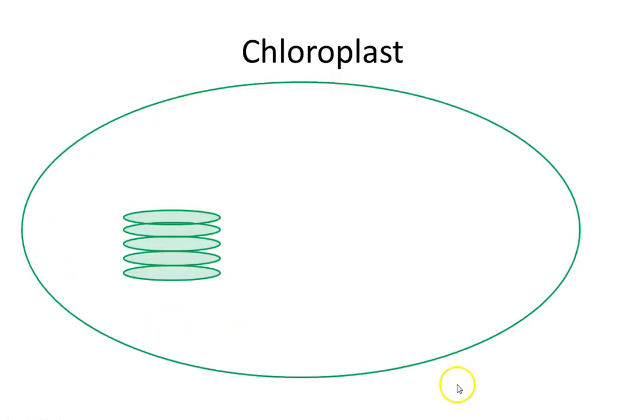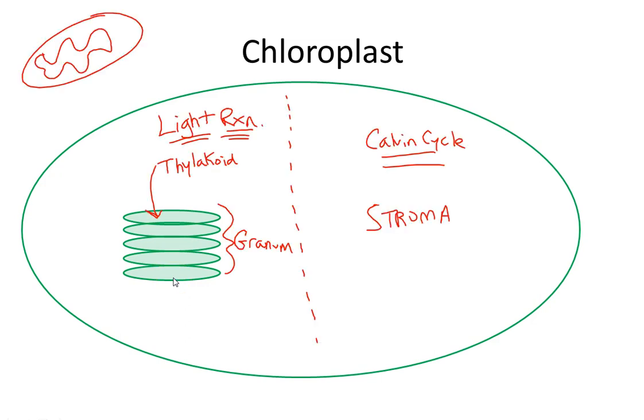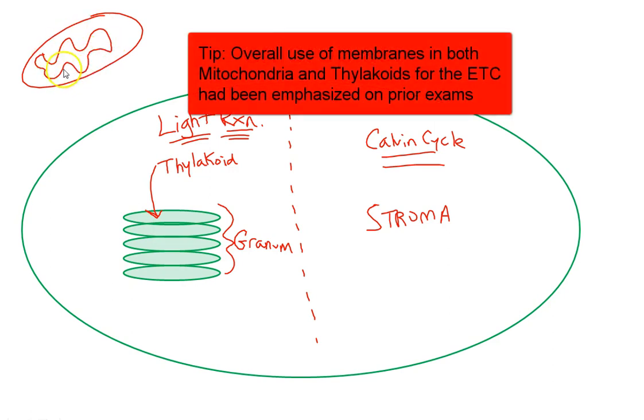Here's a chloroplast right here. Here's the big outer membrane of the chloroplast. Now, the functional unit of the chloroplast for capturing the light is going to be these thylakoids. The thylakoids are stacked in these grana, singular granum, and each thylakoid has a membrane around it. If I were to draw an analogy to a mitochondria, I would say that the inner membrane of the mitochondria, where the electron transport chain takes place, is very similar to the membrane of the thylakoid.